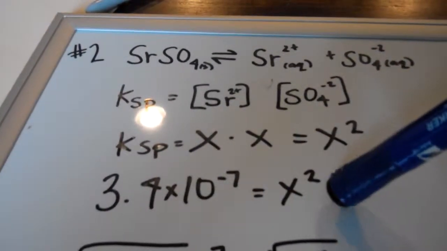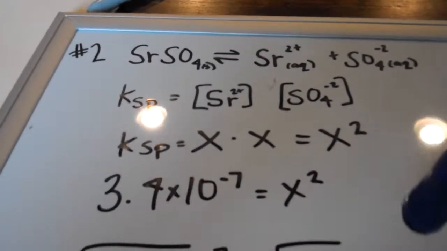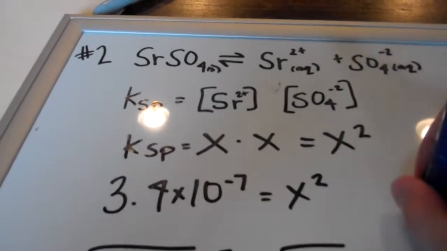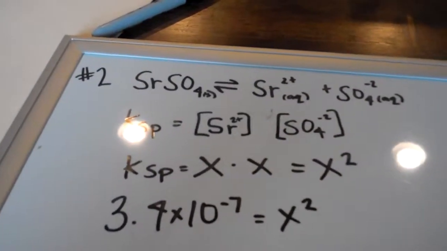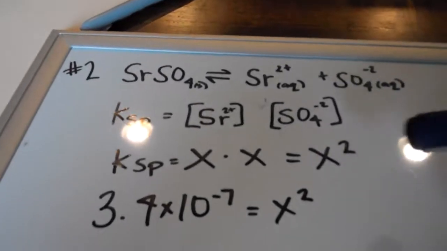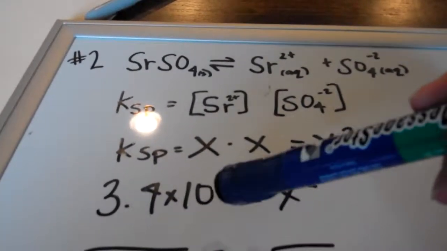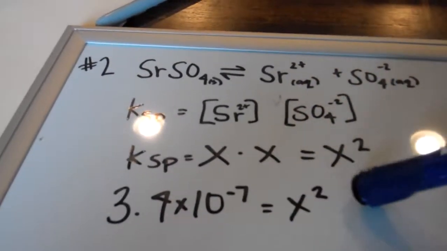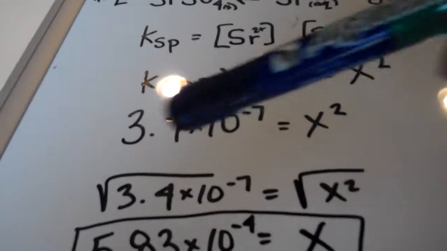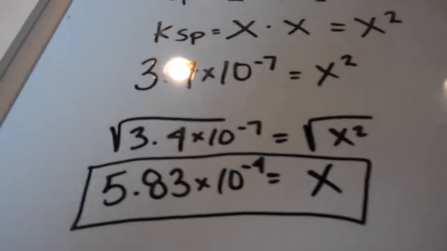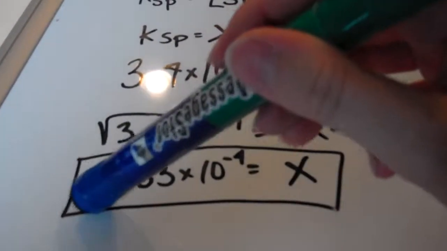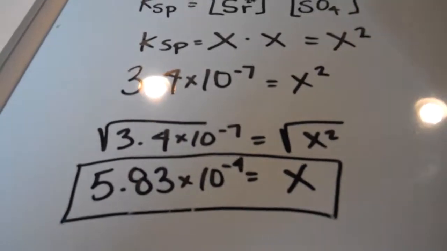Again, the Ksp was given to us in this problem. So we have 3.4 times 10 to the negative 7th equals X squared. We take the square root of both sides to solve for X, and we get X equals 5.84 times 10 to the negative 4th.